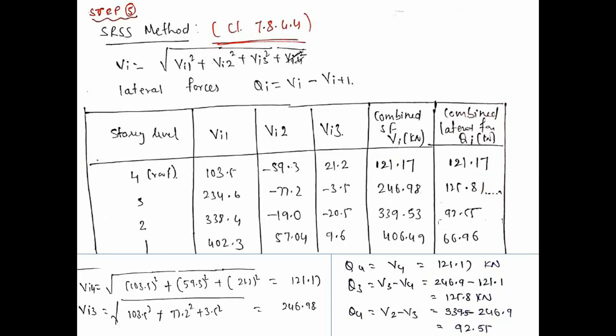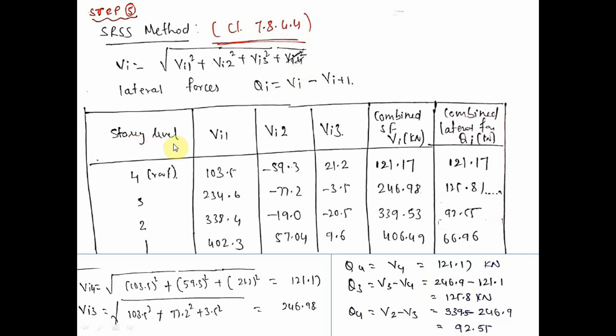Next, I have to use the SRSS method to calculate combined shear force and combined lateral story force. SRSS stands for square root of sum of squares. For that, refer to clause 7.8.4. So the combined shear force V_i is given by the square root of V_i1 squared plus V_i2 squared plus V_i3 squared. This is the full form of it.